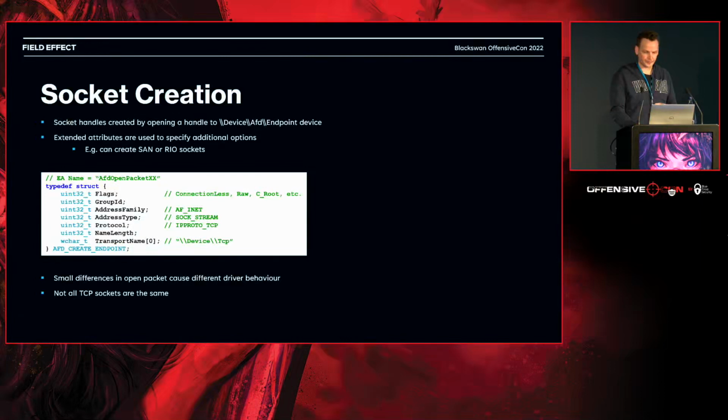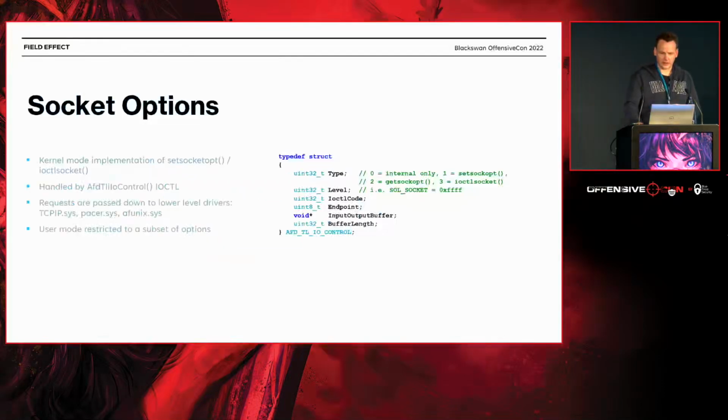The other thing we spent some time looking into was, how are options set on the socket? This is your standard ioctl socket, set socket option calls. All of these are handled by this AFD TLI IO control dispatch. They come in from user mode, a little bit of validation happens, and then they get passed down to the various lower level transport drivers, whether it's TCP or the pacer driver or the Unix socket driver. Through the validation, user mode is restricted to a subset of options. On the right, this is the structure that gets passed in from user mode. We have a type field, which indicates whether you're setting a socket option, getting one, doing the ioctl socket, or it can be 0, which is not allowed in user mode. It's for internal use only. Then you set your level, then the ioctl code, and then the data that goes in.